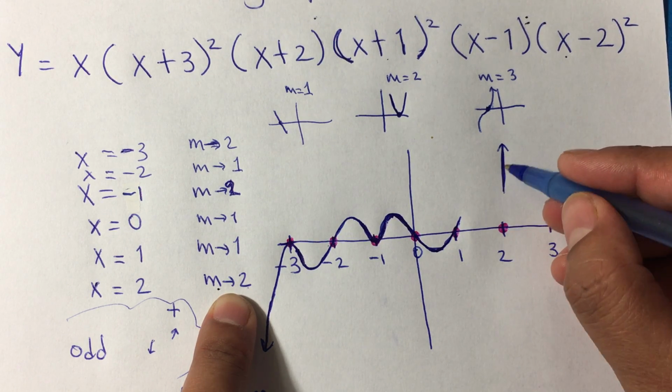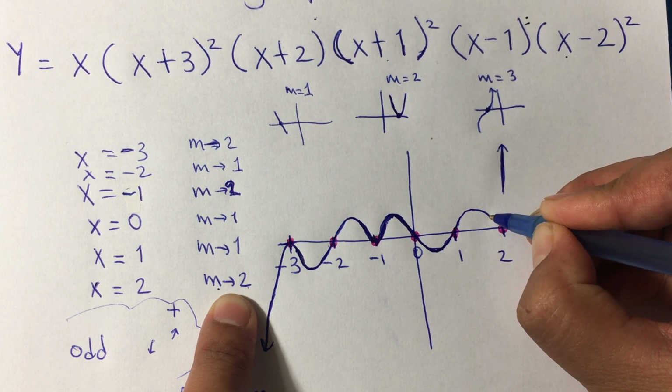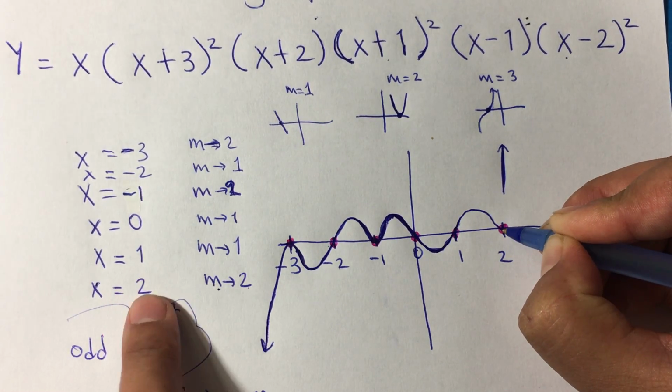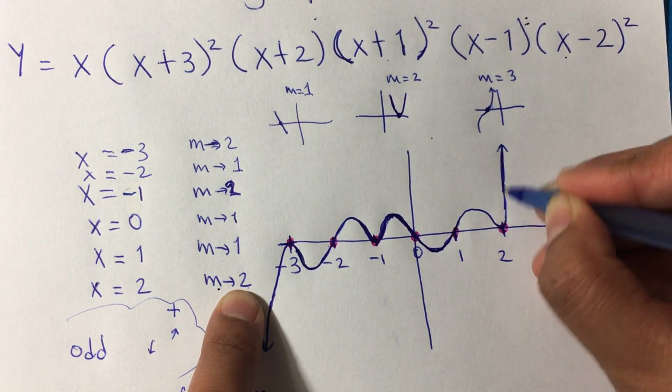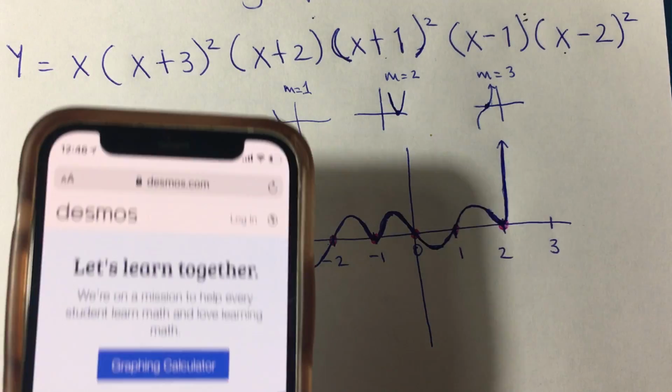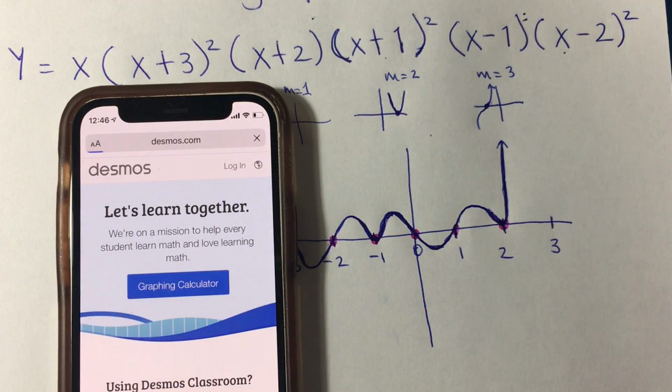And finally, at x equals 2, notice how it has multiplicity 2, and it makes sense because the end behavior goes up, and that's all we have. So it goes around, it touches at that point, but because it's multiplicity 2, it bounces. Okay, and then you just connect it.